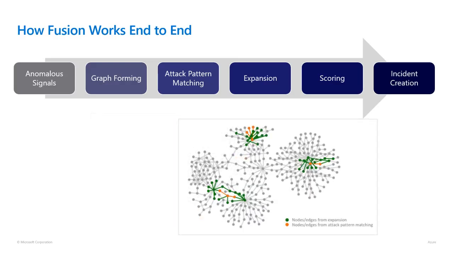After pattern matching, Fusion expands the matched attack patterns to discover additional activities and entities that are relevant to the matched pattern. So the green nodes and edges here are the results from the expansion. In this step, Fusion calculates relevance and runs a probabilistic random walk to determine how far to expand.